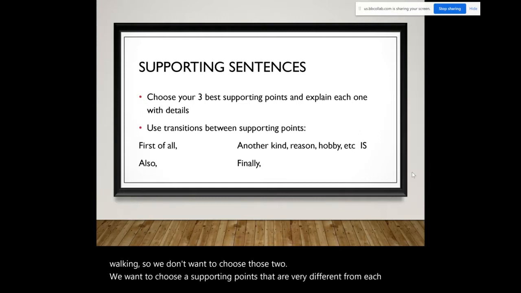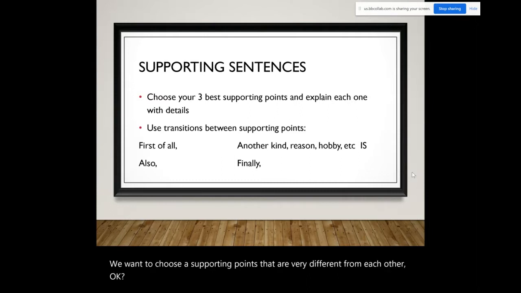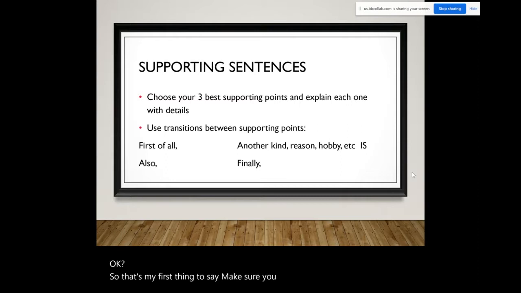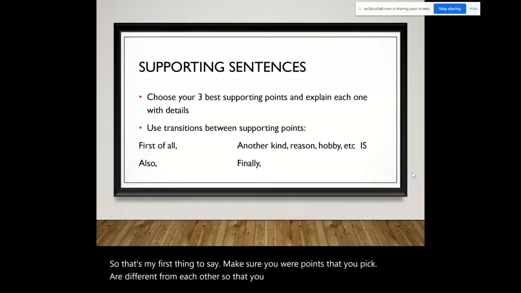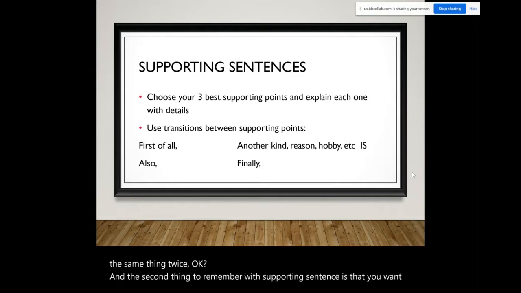Okay, so that's my first thing to say. Make sure your points that you pick are different from each other so that you won't get stuck in kind of explaining the same thing twice. And the second thing to remember with supporting sentences is that you want to use transitions.